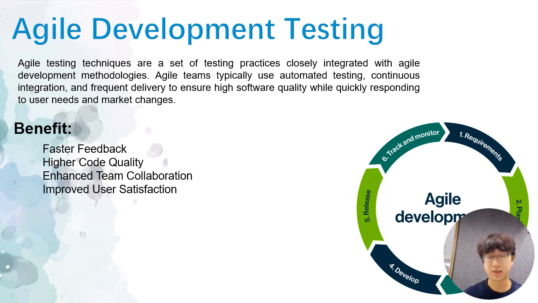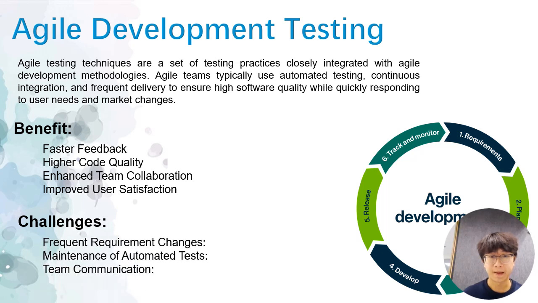Although it has some benefits, it also has some drawbacks, some challenges. The first one is frequent requirement changes, because we have different iterations and we contact the customer frequently. So requirement changes impact the test cases, requiring rapid judgments. And the second is maintenance of automated tests. Automation scripts need to be updated regularly to stay aligned with project evolution. And the third one is team communication. Effective communication and collaboration across cross-functional teams is very crucial.